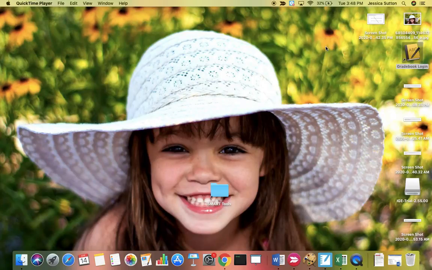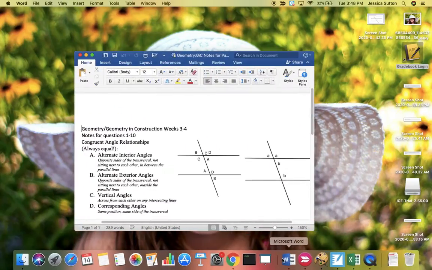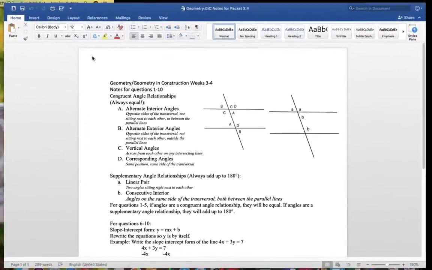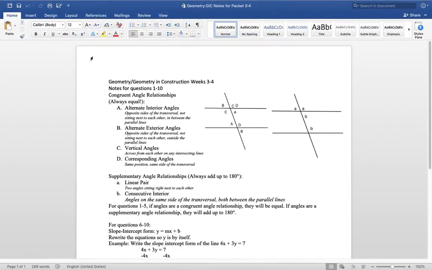Okay, guys, we are going to go over angle relationships and then how to find a missing angle given angle relationships. So the first thing I want to do is take a quick reminder and refresher over our angle relationships. So remember our congruent angle relationships, which means that those two angles are always going to be the same.